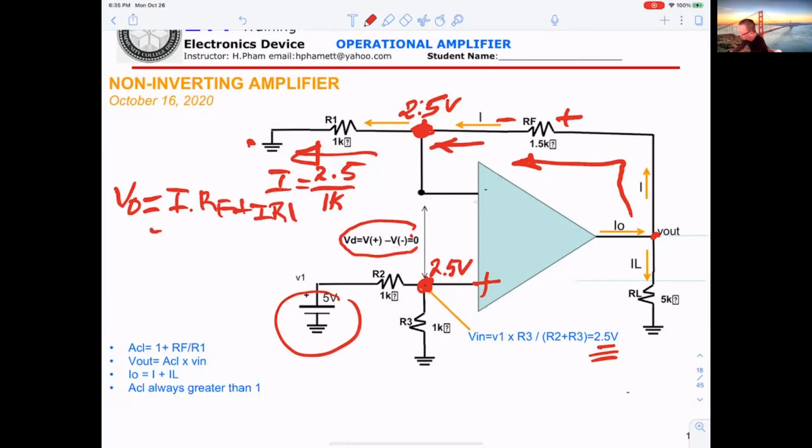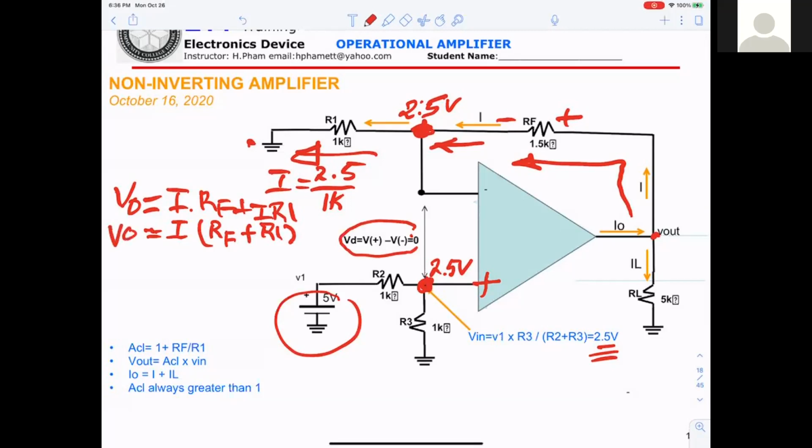Or it can be I times (RF plus R1), right? Is it correct? Yes. Okay. What does I equal?